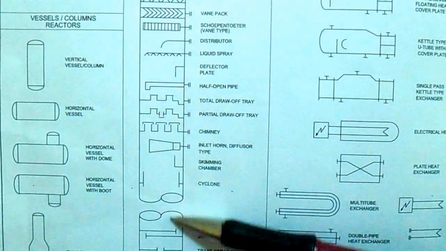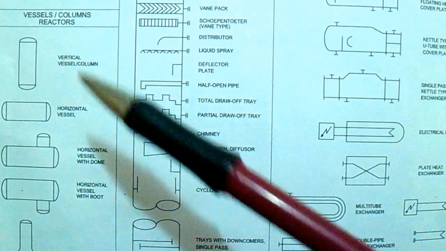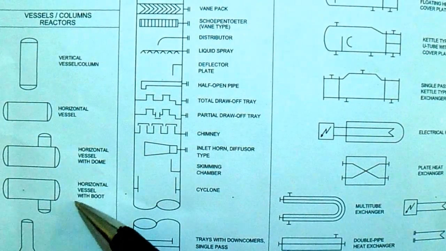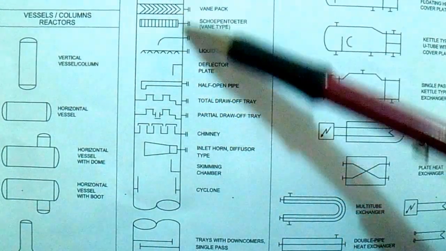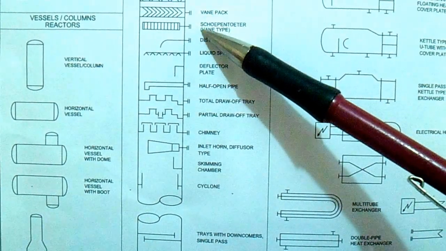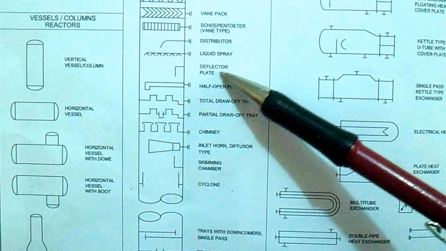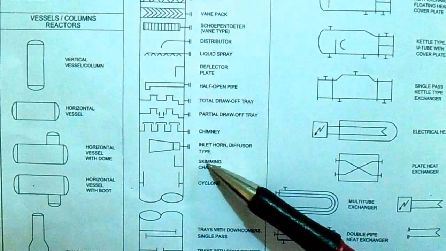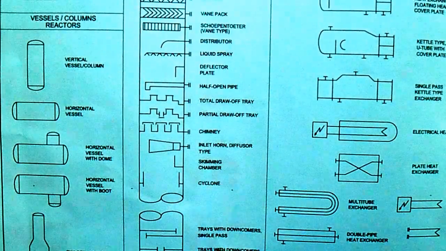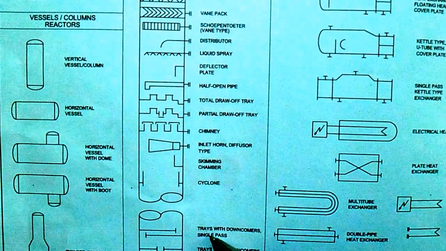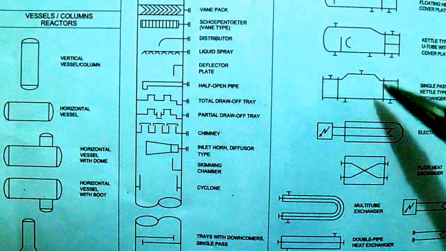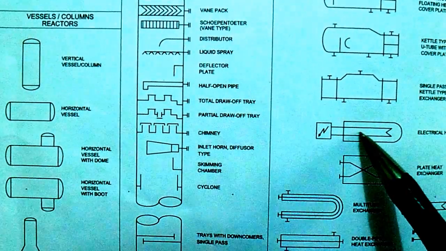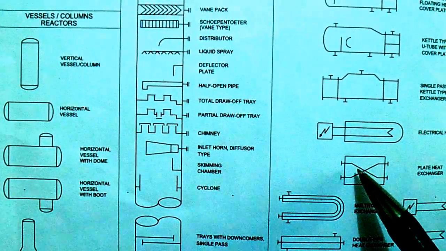This is the continuation of internals and heat transfer. From the vessel reactor, we have vertical vessel, horizontal vessel with dome, and horizontal vessel with boot. The internals include swirl deck, mist eliminator, vane pack, vane type distributor, liquid spray, deflector plate, total draw off tray, partial draw off tray, chimney, inlet horn, skimming chamber, cyclone, and trays with downcomer single pass. Continuing with the exchangers, we have a kettle, U-tube single pass kettle exchanger, electrical heater, and plate heat exchanger.